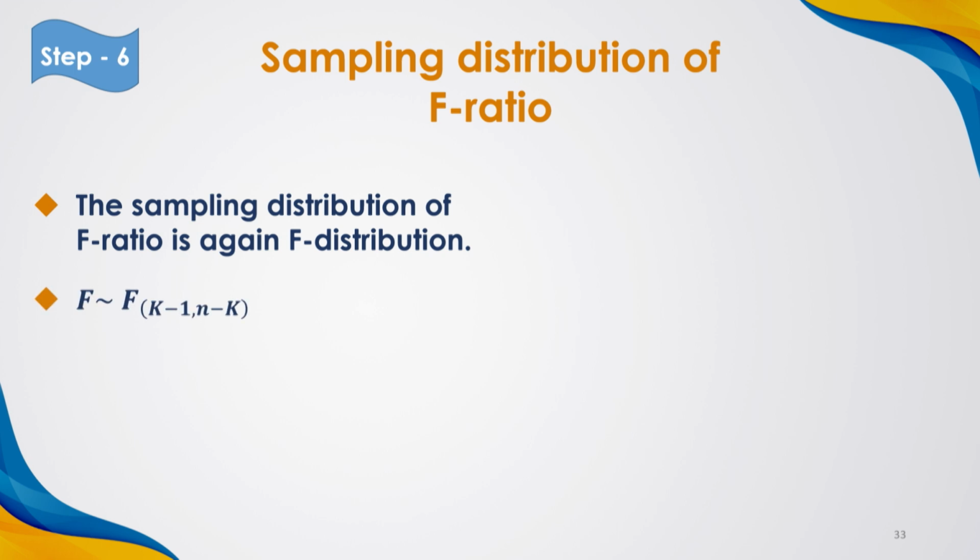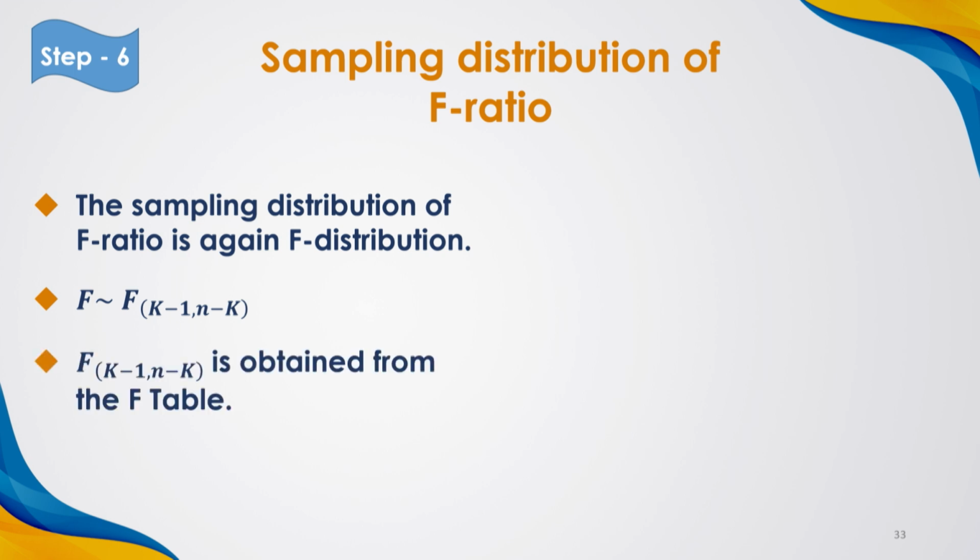From this distribution, we get to know the critical value of F for particular degrees of freedom: the treatment degrees of freedom k minus 1 and the error degrees of freedom n minus k. This critical value we will obtain from the F table.